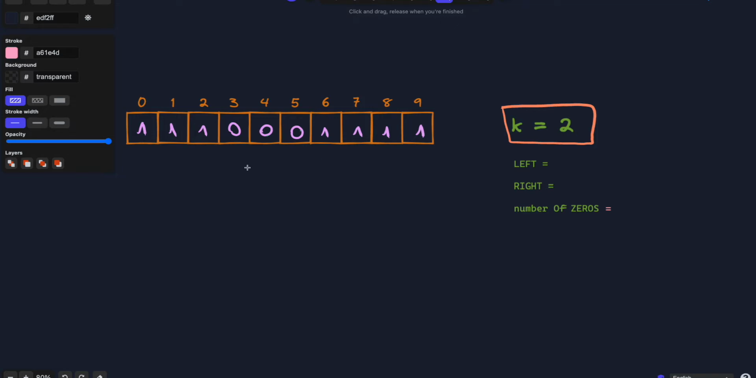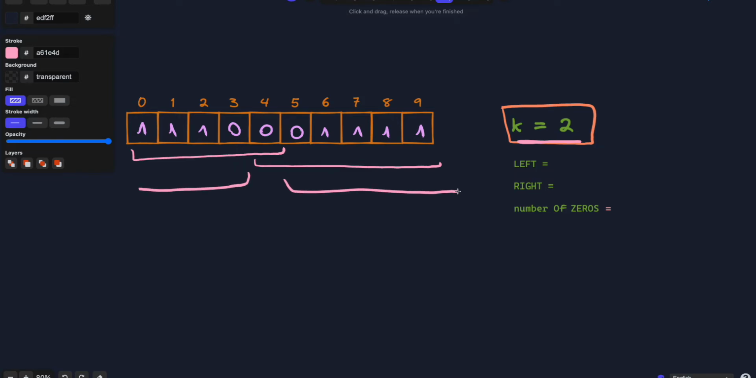Look at this example right here, and our k is equal to 2. So we know we could flip at most 2 zeros. We could have three possible situations. We could flip the first two, or we could flip the last two, or we could flip the first one and the last one. And we're asked to see what would be the maximum number of ones which would be consecutive.